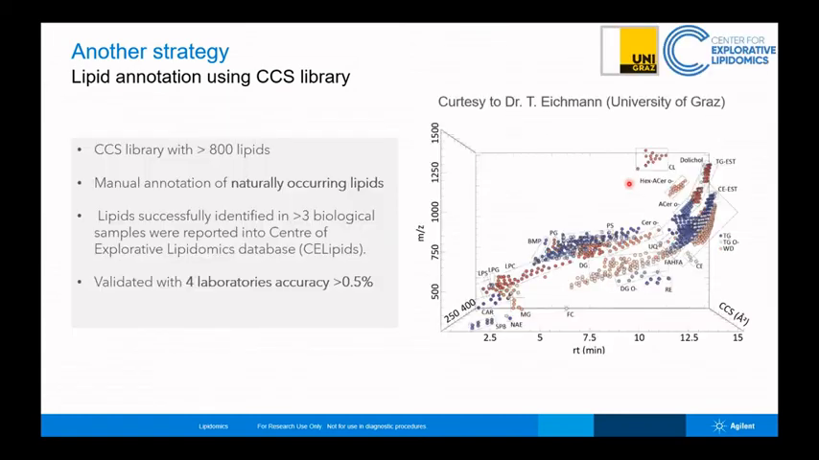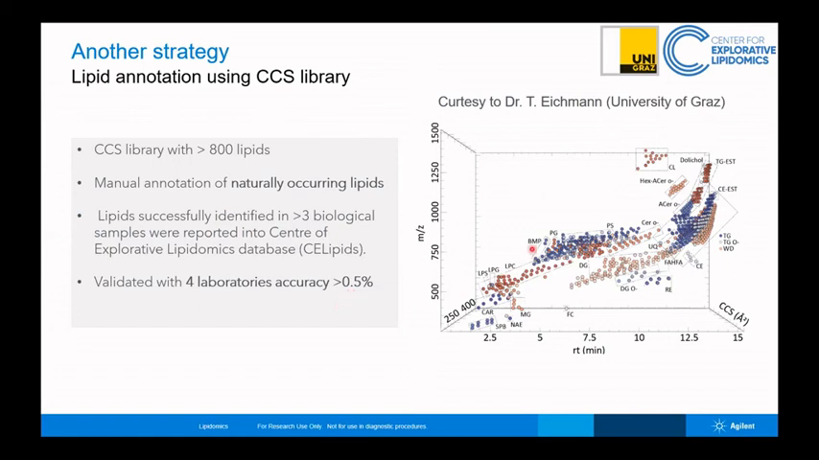So working in collaboration with the University of Graz, these are the results of Dr. Thomas Eichmann. We have created a CCS library of more than 800 lipids, and these are biological lipids, so they're not in silico generated. These come from different mouse strains and samples. They were manually annotated using MSMS and with the all ions ion mobility for the CCS values. They were, of course, generated using 3 biological samples and validated with different laboratories with an accuracy of less than 0.5% in RSD.